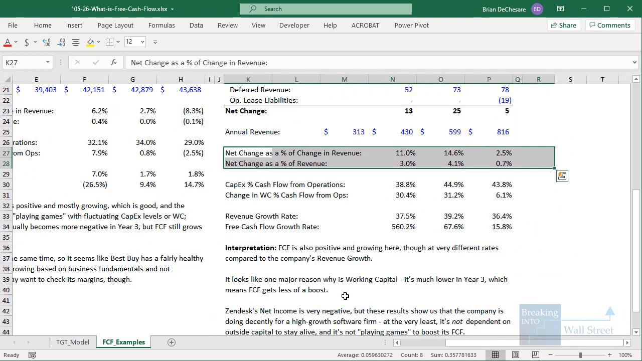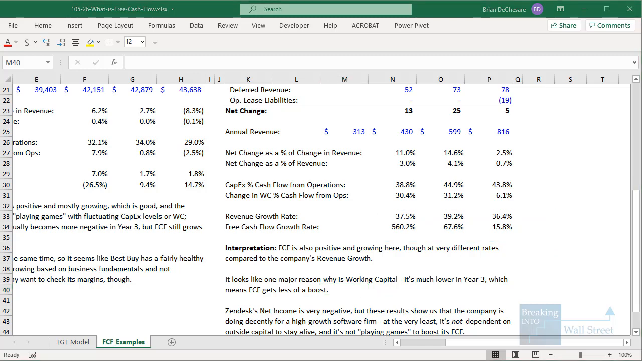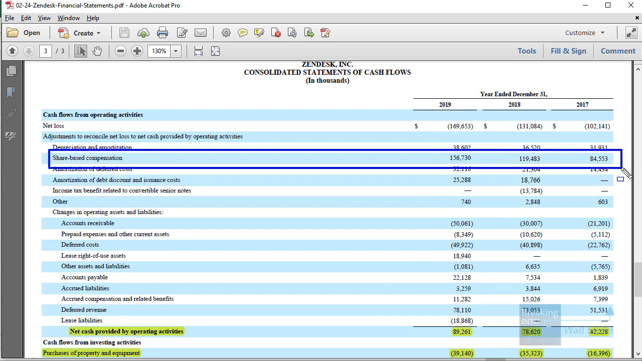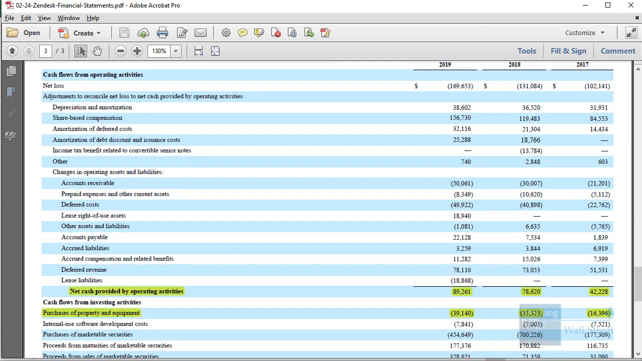And then with Zendesk, the issue here is that, yes, it's good that both revenue and free cash flow are growing, but it's being propped up by this huge stock-based compensation expense that they're adding back, which really should be viewed as a form of financing for this company. So the company's business is less sustainable than it appears at first glance.